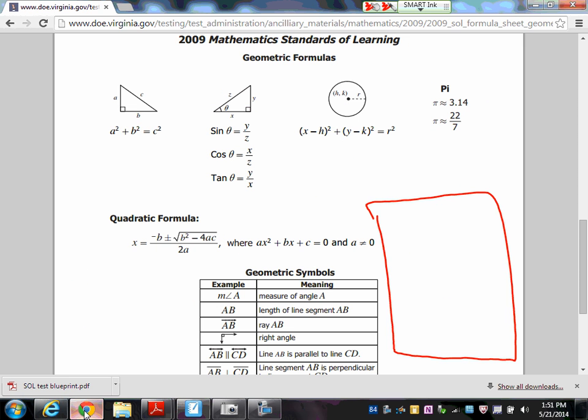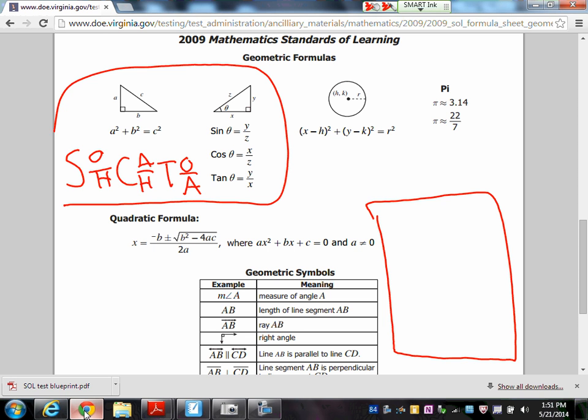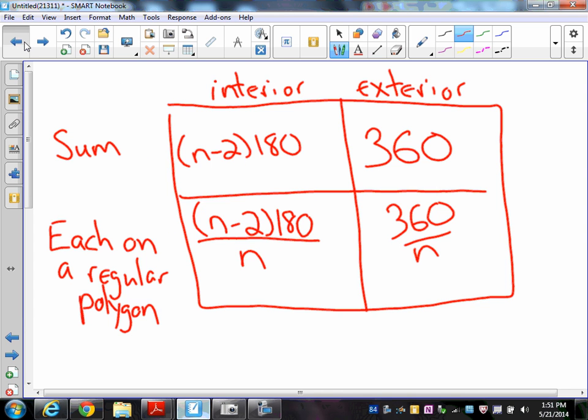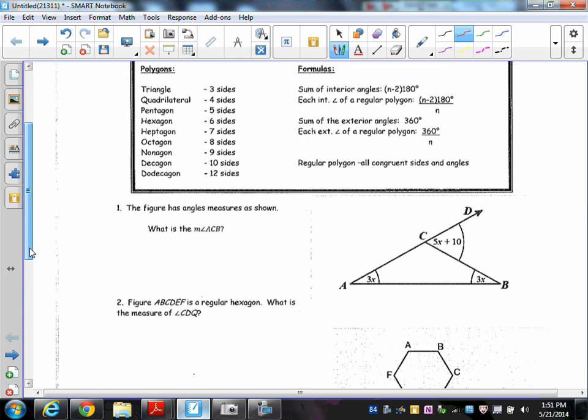So once again, make sure you write that in this area right here that I circled. If you looked at a prior video, you should have seen that we need to write SOHCAHTOA right here, because everything here deals with right triangles, this whole section. You should also be sure to write the distance, midpoint, and slope formulas, as they're going to really help you solve problems on the SOL.